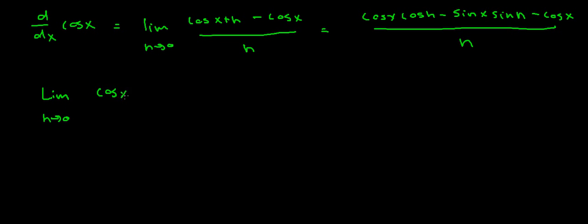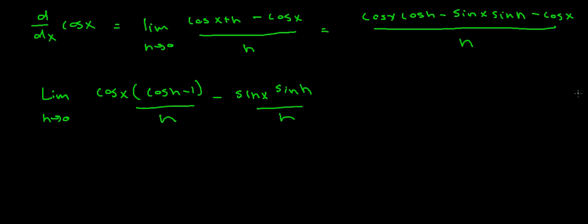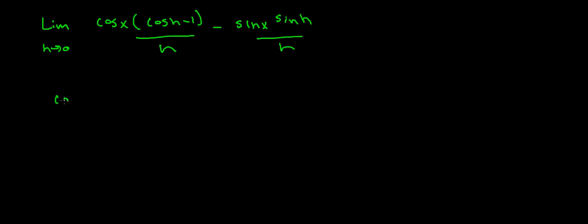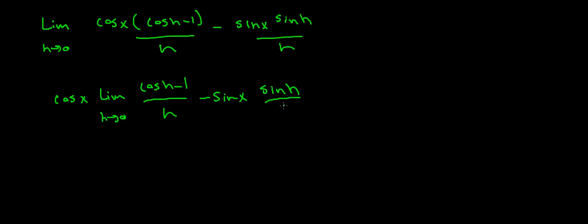So cosine x, and again I have cosine h minus 1 over h minus sine x sine h over h, or I can write this as cosine x times the limit as h goes to 0 of cosine h minus 1 over h minus sine x times the limit of sine h over h. I forgot the limit.